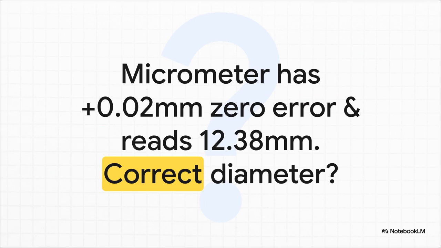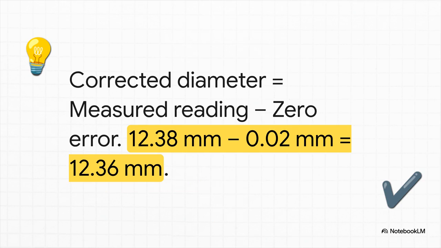Okay, your turn. Here's a very typical problem you might see. You've got a micrometer with a positive zero error of 0.02 millimeters. You then use it to measure an object and the reading is 12.38 millimeters. So what's the actual corrected diameter? You got it, because the zero error is positive, meaning the scale started too high, you have to subtract that error from your final reading. So you take 12.38, subtract 0.02, and you get the correct diameter of 12.36 millimeters. See? Once you know the rule, it's straightforward.